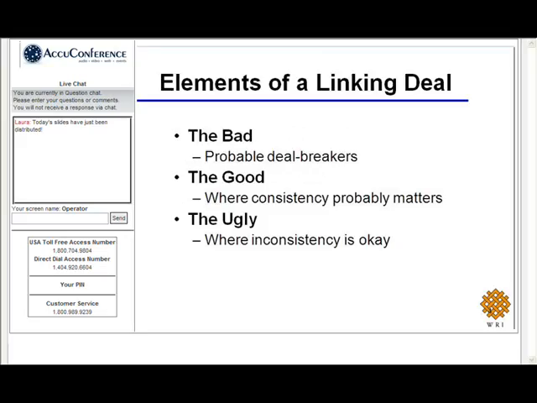I'll then talk about the general design elements of cap and trade systems where consistency probably matters in the context of a linking agreement. And then finally talk about the ugly part, where inconsistency is probably okay and can be tolerated in a linking agreement. Now, these are general categories. There are no hard and fast rules here.